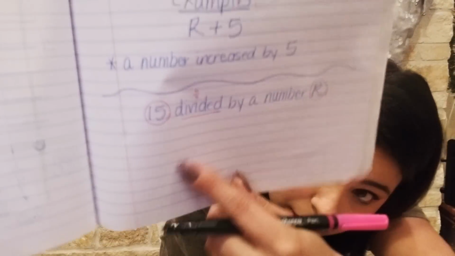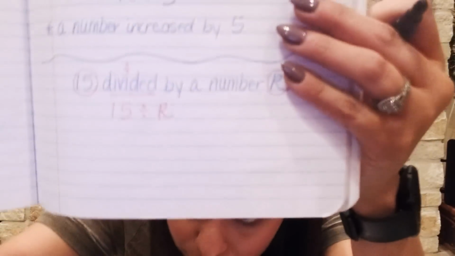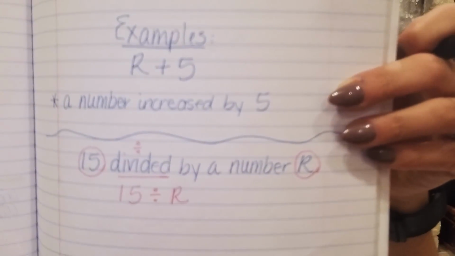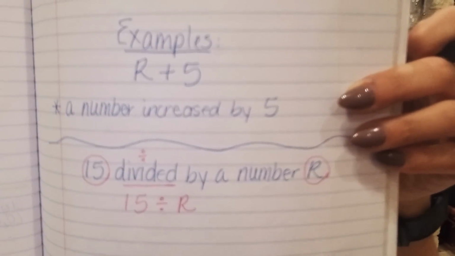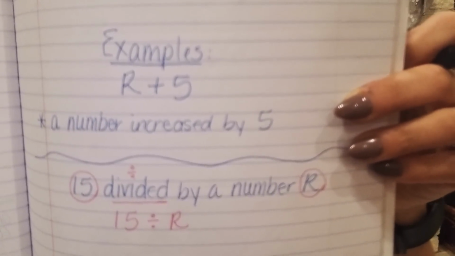I know that I'm going to be using the 15 and I'm going to be using the R. So 15, what's happening to the 15? My 15 is being divided by a number R. So all I have to simply write is 15 divided by R. Just like that. Okay, that's an easier one. 15 divided by R. So the phrase 15 divided by a number R simply means 15 divided by R.